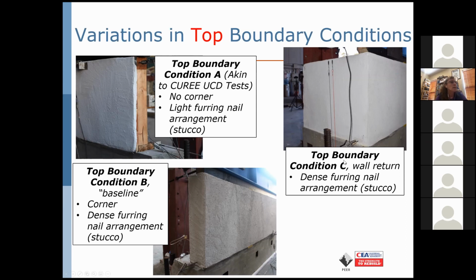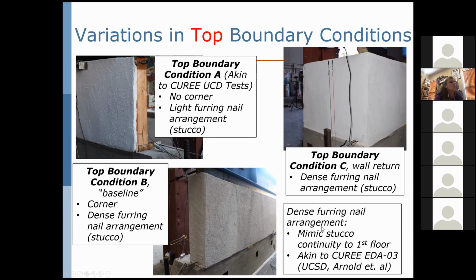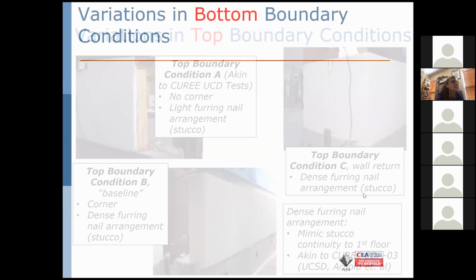We also studied one other condition. I want to thank Brett Lazuni actually for this idea. He wanted us to take a look at if that continuity was extended even further. So we call this boundary condition C, sort of a return wall that extended an additional bay beyond being a simple wraparound. I think it is useful for this program to investigate that issue. The dense furring nail arrangement, I should note here, was really to mimic the stucco continuity of the first floor, as mentioned.